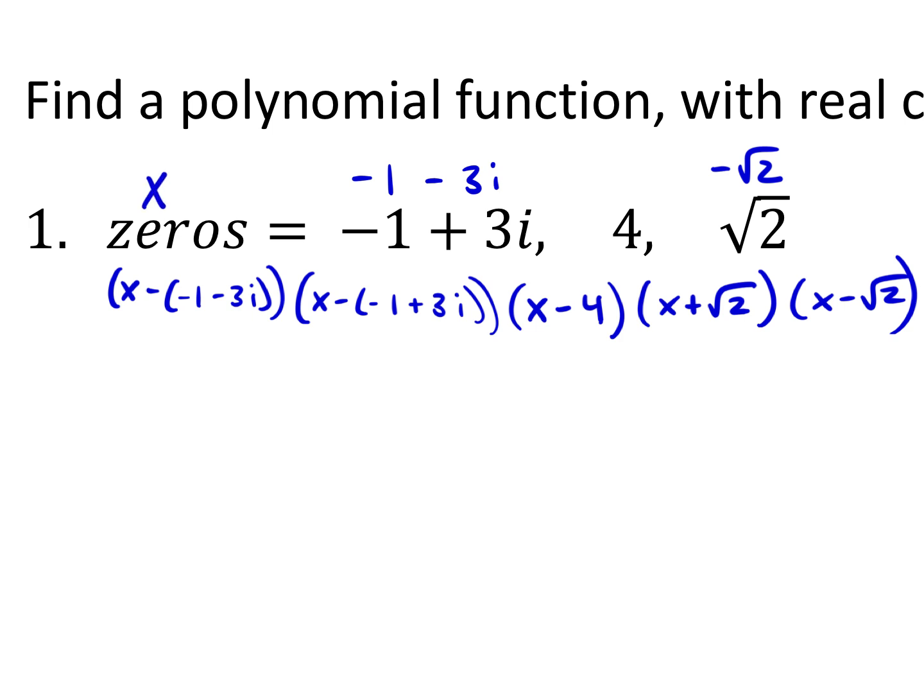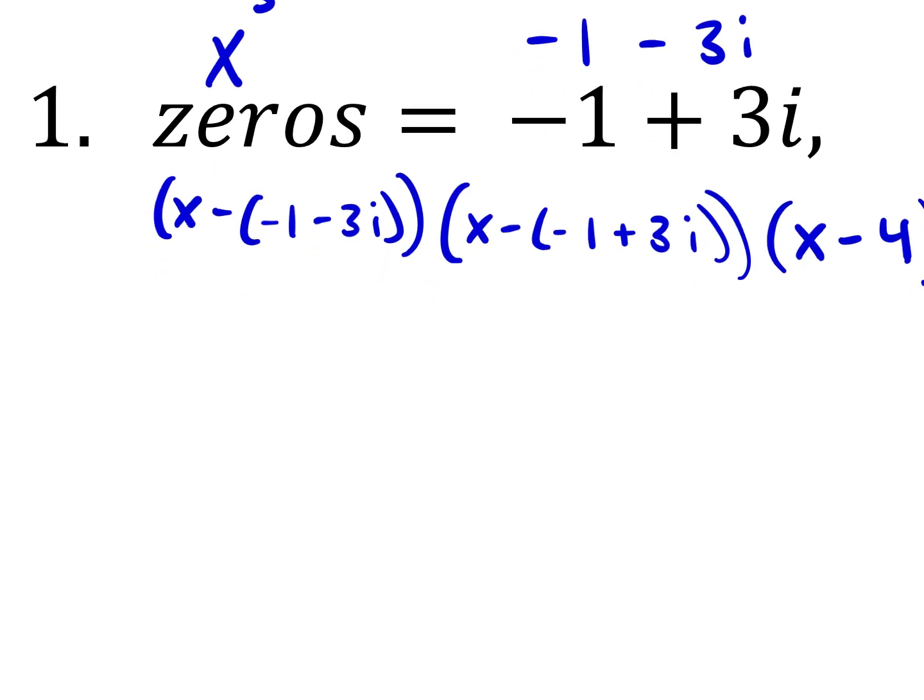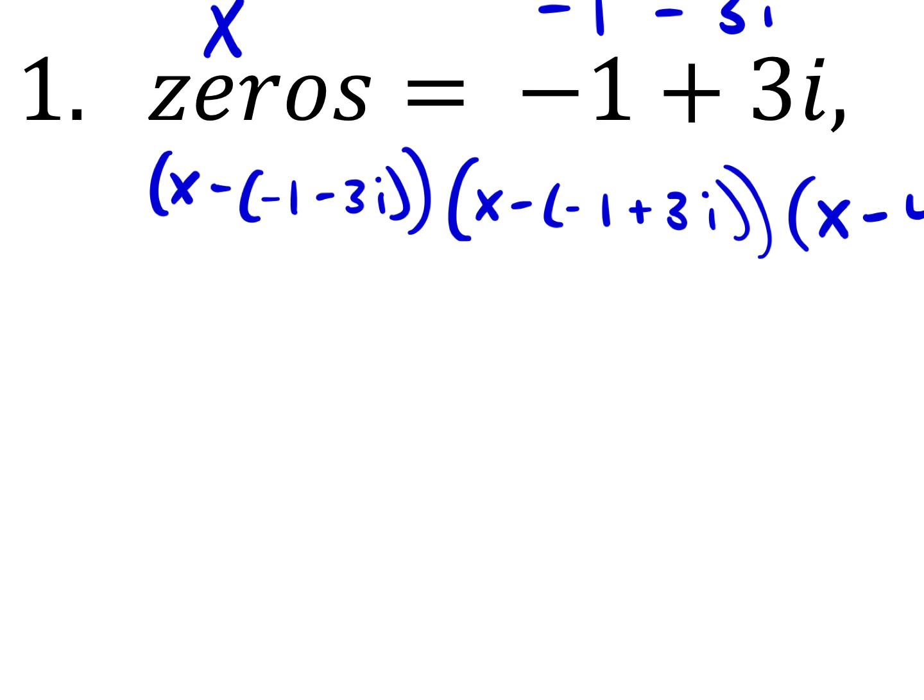So when we FOIL this out, we're going to end up with x to the 5th power. We always want to FOIL our conjugates together first. So I'm going to start by FOILing out the first 2. So before I even FOIL them, I need to make sure I distribute the negative. So this turns into x plus 1 plus 3i and x plus 1 minus 3i.